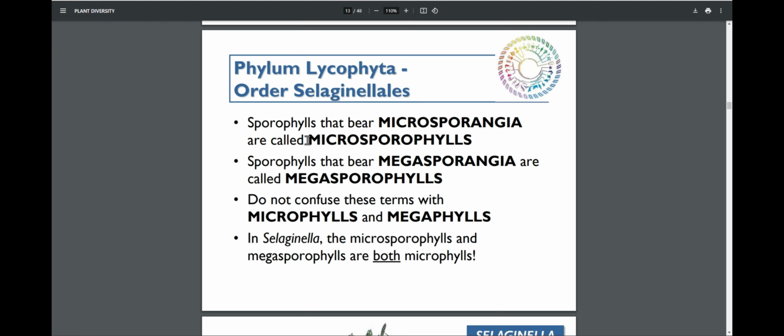So be careful: microsporophylls and megasporophylls, as well as microphylls and megaphylls. These two talk about general leaves, okay? While these two specifically talk about sporophylls, or are under the category of sporophylls. At the same time, in this case, the microsporophylls and megasporophylls are both microphylls. So they're both small leaves, so to speak.